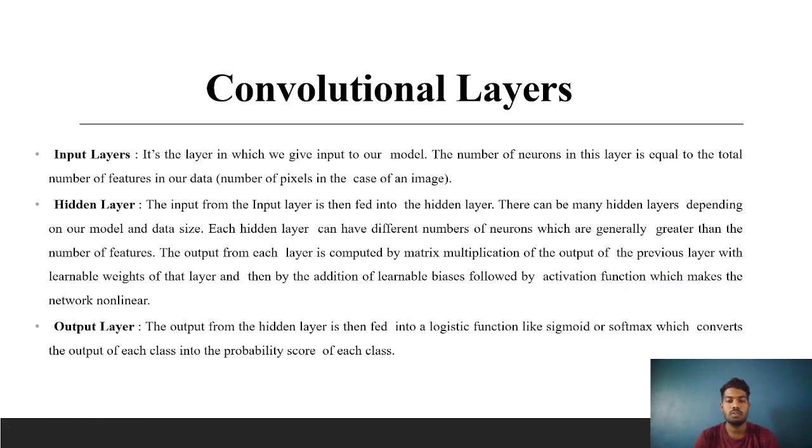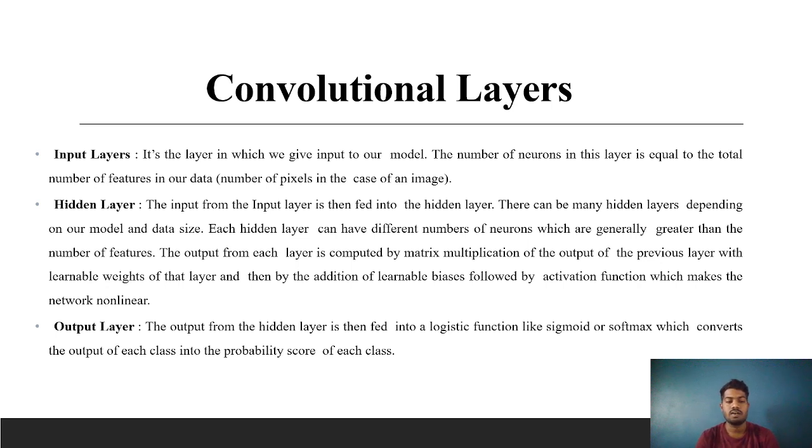Now, convolution layers. In convolution layers, there are three types of layers: input layer, hidden layer, and the output layer. The input layer is the layer in which we give the input to the model. The number of neurons in this layer is equal to the total number of features in our data, the number of pixels in the case of an image.